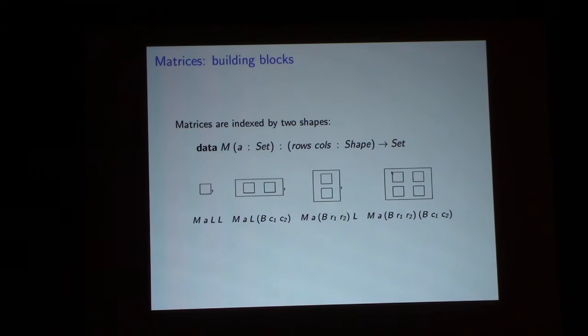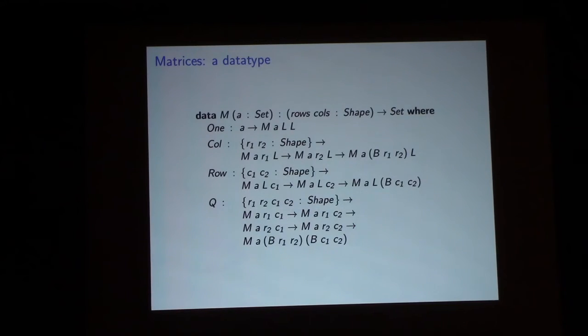Let's have a look at the actual data type definition. We have the one case, and we have the columns, where, as you see here, we only have columns inside the column matrix. And we have the row, where we only allow rows inside of it. And then we have the quad matrix, where you can see that the shapes of these two correspond, as they do here, and the number of rows correspond here as well, and there.